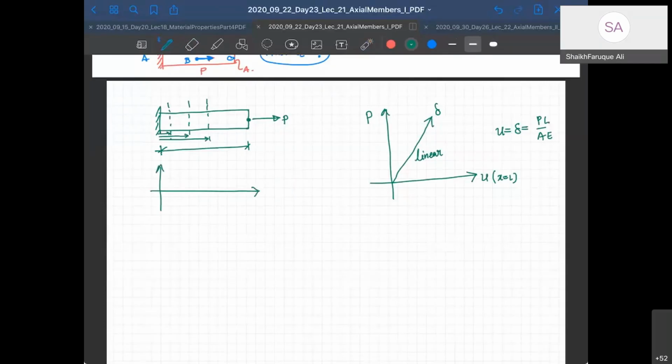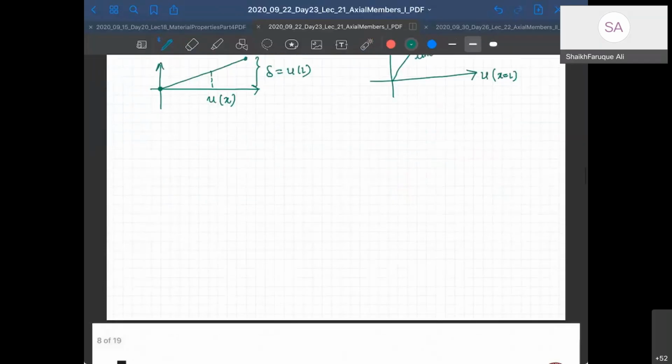It's 0 at this point because this boundary condition U is 0, and it will go like this, and it will come here. This is delta U of L, and this is U of X at any point. Okay, that's how it's going to look like.